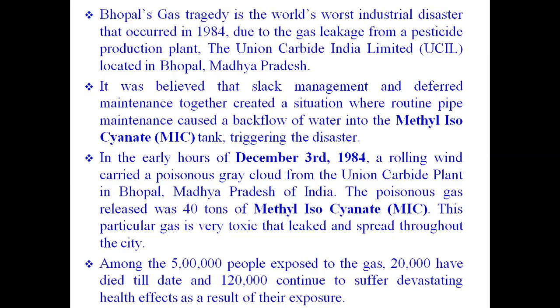Bhopal gas tragedy is the world's worst industrial disaster that occurred in 1984 due to the gas leakage from a pesticide production plant, that is the Union Carbide India Limited, located in Bhopal, Madhya Pradesh. It was believed that slack management and deferred maintenance together created a situation where routine pipe maintenance caused a backflow of water into the methyl isocyanate MIC tank, triggering the disaster. In the early hours of December 3rd, 1984, a rolling wind carried a poisonous grey cloud from the Union Carbide plant in Bhopal. The poisonous gas released was 40 tons of methyl isocyanate MIC. This particular gas is very toxic, leaked and spread throughout the city.